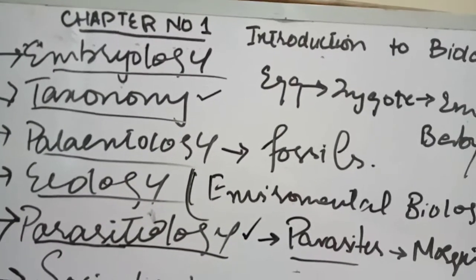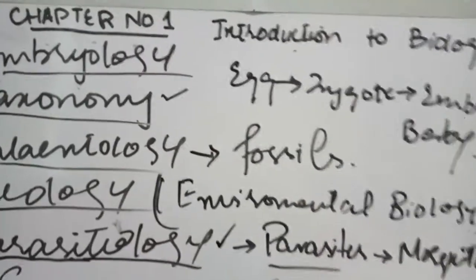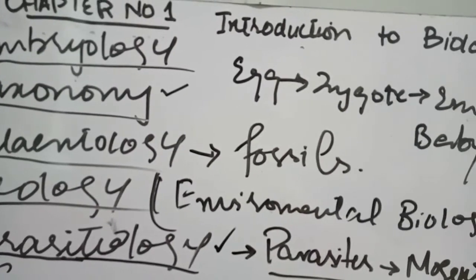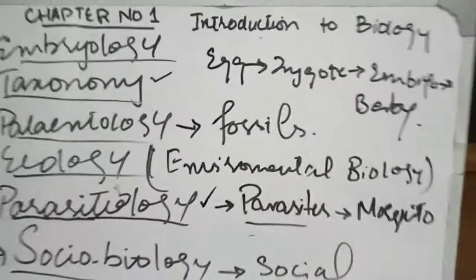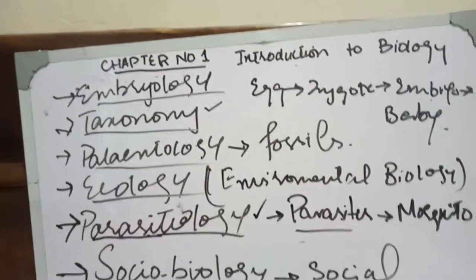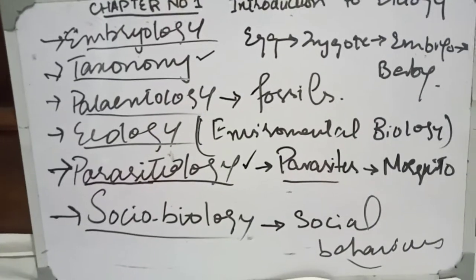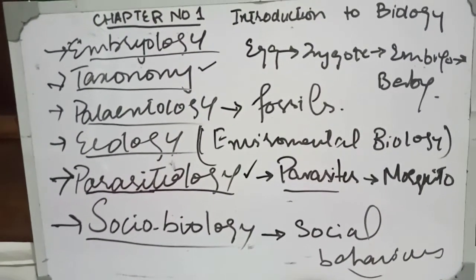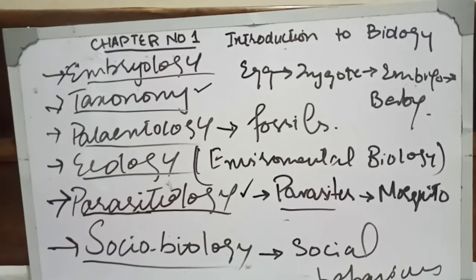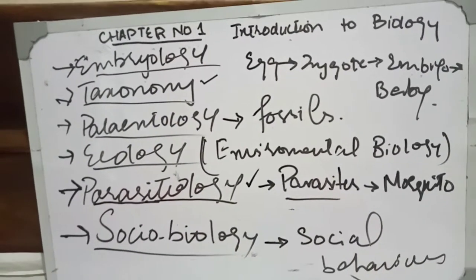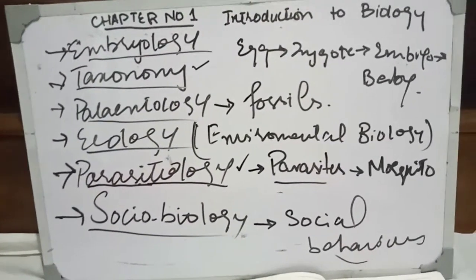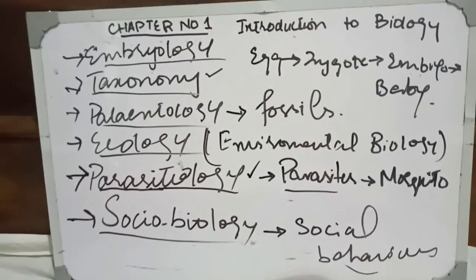sociobiology or sociology. As its name indicates, we will discuss social behavior of living organisms in this branch of biology. This branch deals with the study of social behavior and communal life of living organisms. It means we will discuss how they make societies and how they behave with other organisms. All will be studied in this branch of biology, which is known as sociology or social biology.